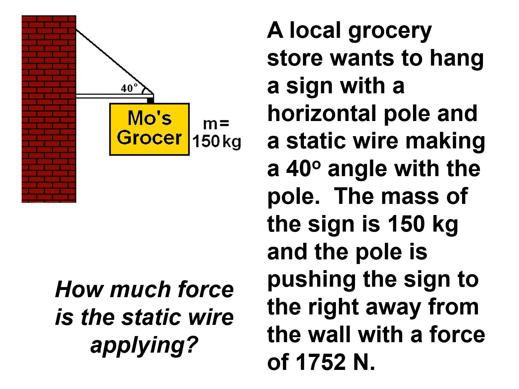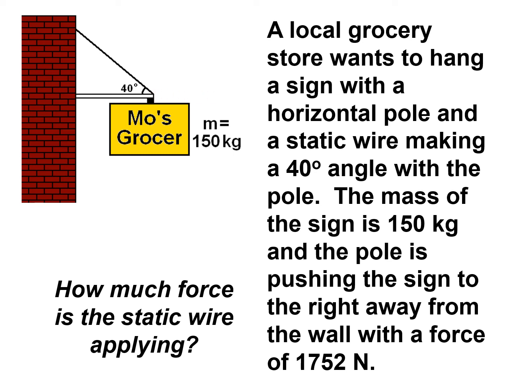All right, so let's suppose we have a local grocery store that wants to hang a sign with a horizontal pole and a static wire making a 40-degree angle with the pole. Looking at this system, the sign has 150 kilograms of mass, and the pole is pushing to the right, away from the wall, with a force of 1,752 newtons. So we know how much force the pole is pushing.